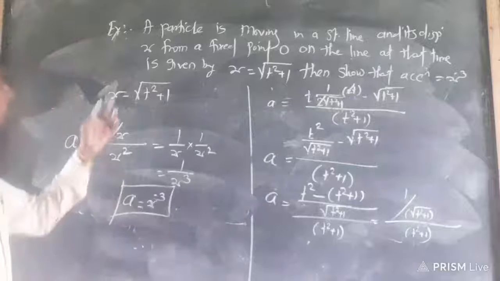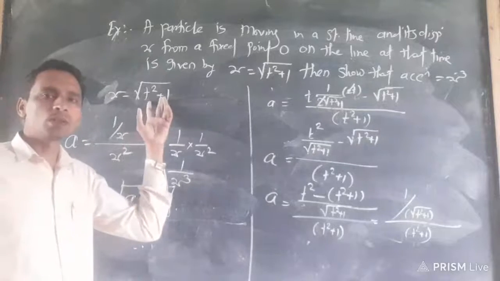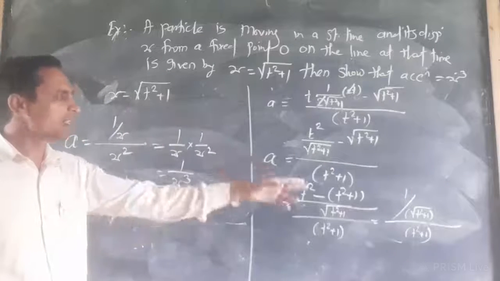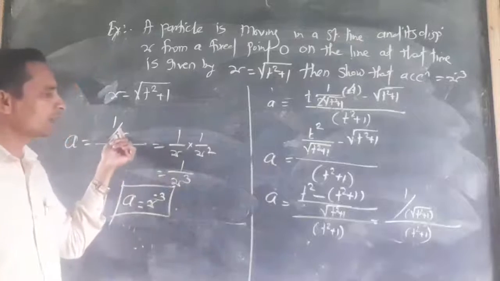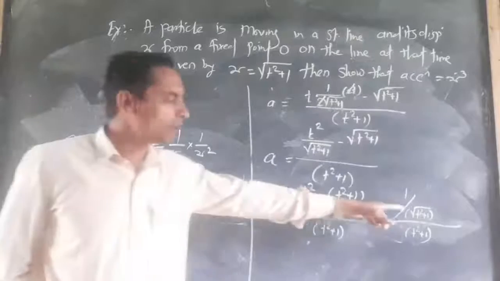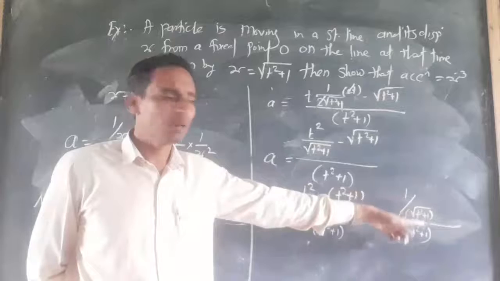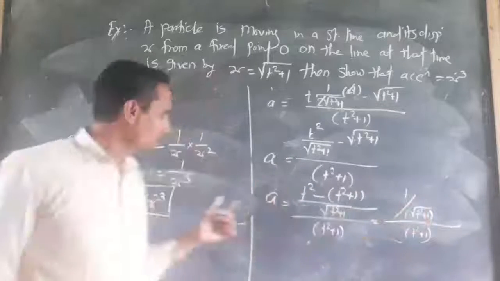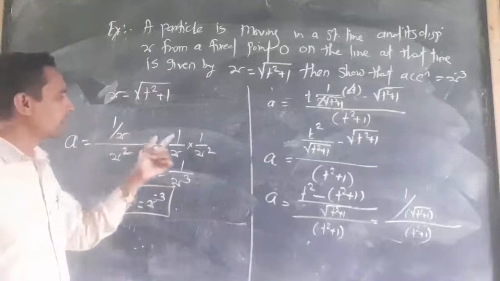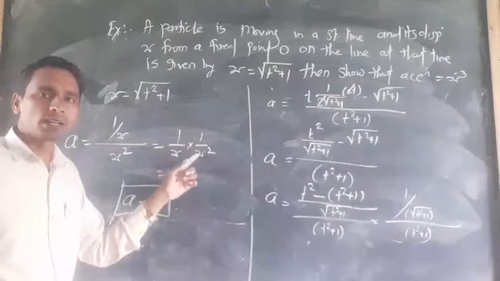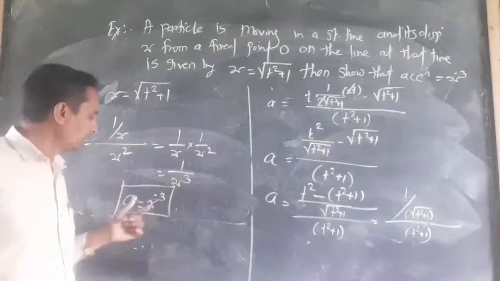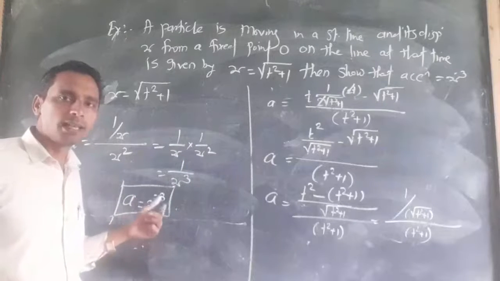Now we know x is equal to root of t square plus 1. Replace the value of x: root of t square plus 1 divided by t square plus 1 means x divided by x square. 1 upon x into 1 upon x square, 1 upon x cube, means acceleration is equal to x raised to negative 3.